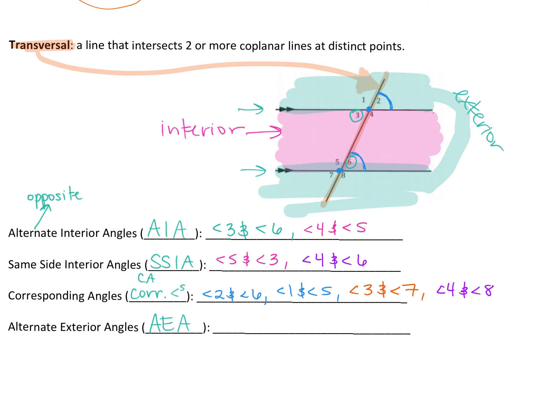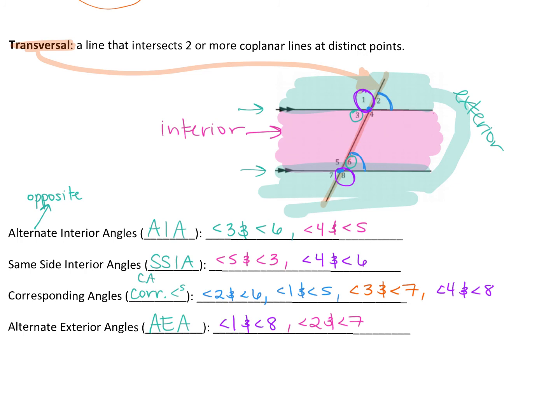Alternate exterior angles, Callie. That would be 1 and 8. Opposite sides of the transversal, and outside, right? So angle 1 and angle 8. And then what's the other one? 2 and 7. Okay, alternate exterior.